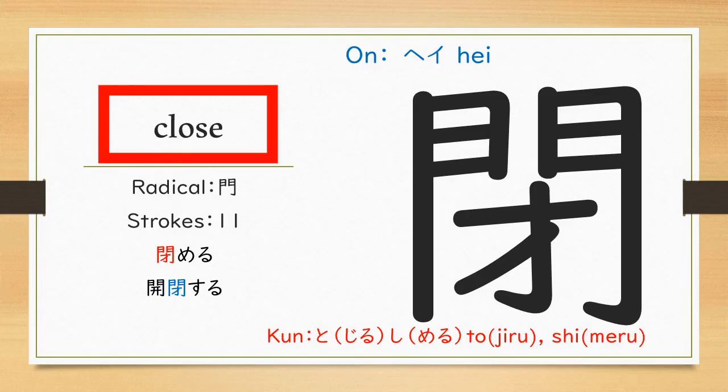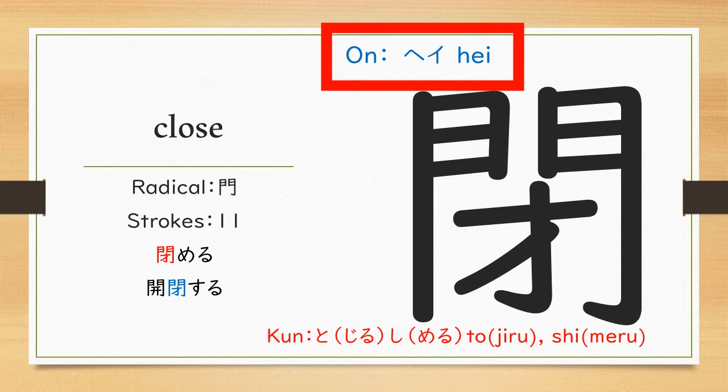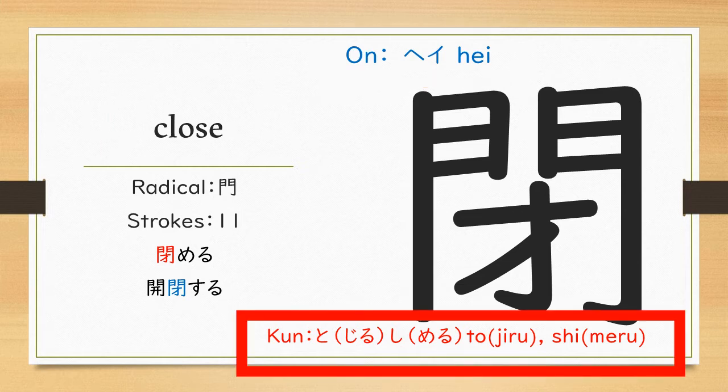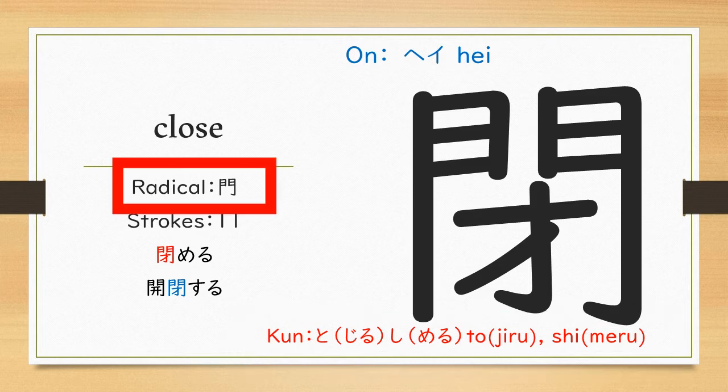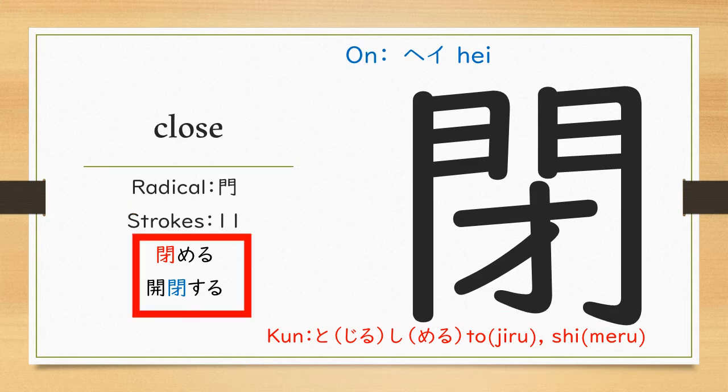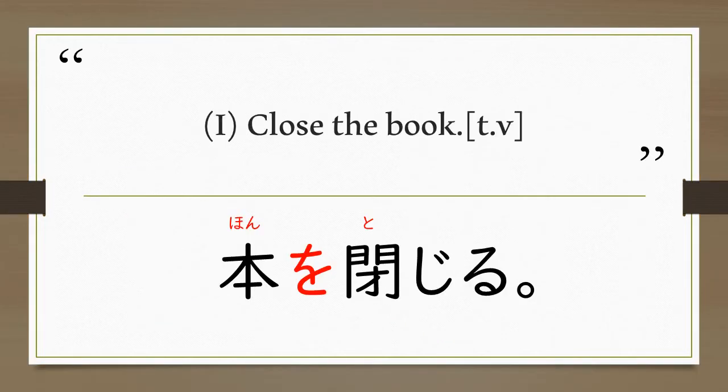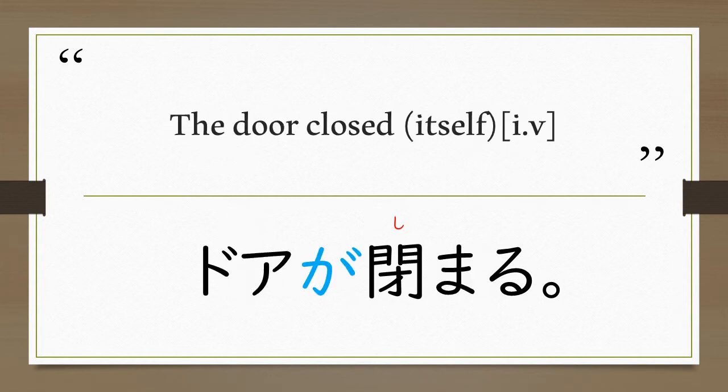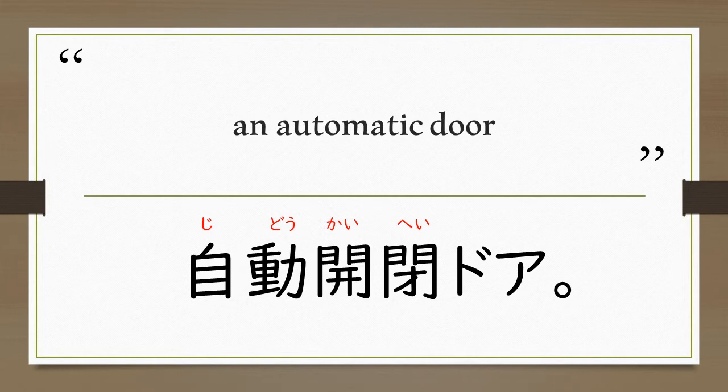The meaning is close. On is hei. Kun is 閉じる, 閉める. Radical is the gate. These are the words with this kanji. I close the book. Transitive verb. Particle is o. 本を閉じる. The door closed itself. Intransitive verb. Particle is が. ドアが閉まる.